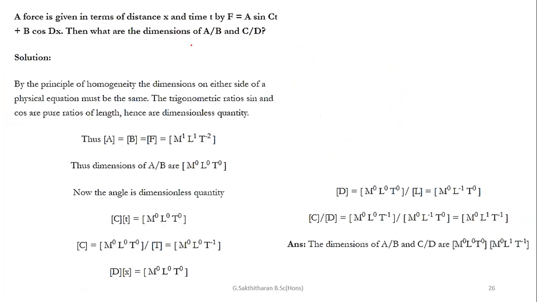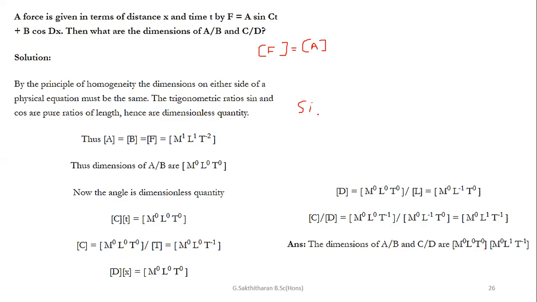So last one. The last equation is F equal to A sine CT plus B cos DX. So here, dimensions of F equal to dimensions of A. In this equation, sine CT. So we know that the plane angle and the solid angle have only units. They don't have dimensions.